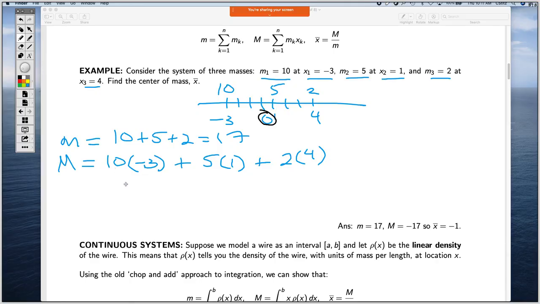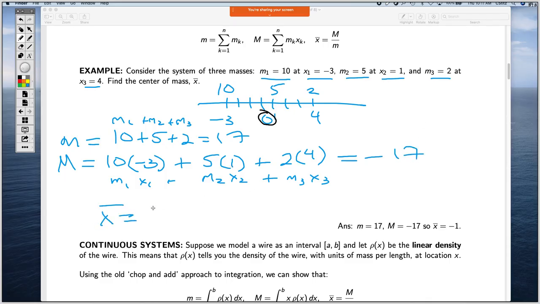So this is m1x1 plus m2x2 plus m3x3. And this is just m1 plus m2 plus m3. Now if you go through the calculations here, you get -30 plus 5 is -25, plus 8 is -17. And so the x bar here, total moment over total mass, -17 over 17, is -1. So that's my x bar.